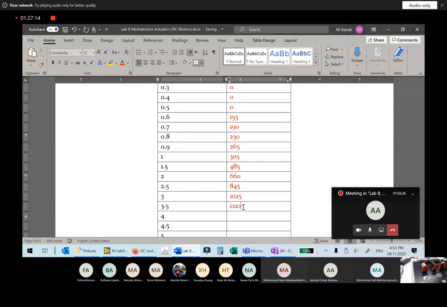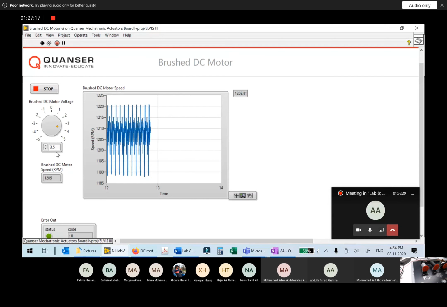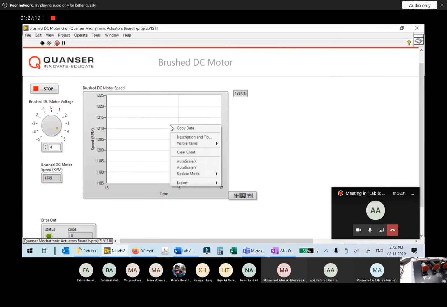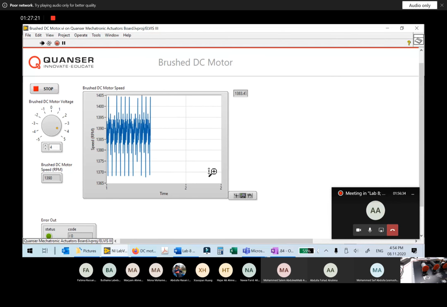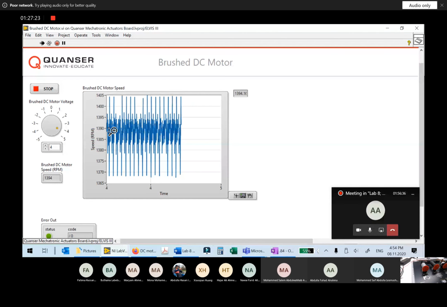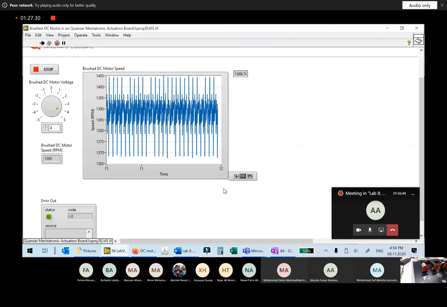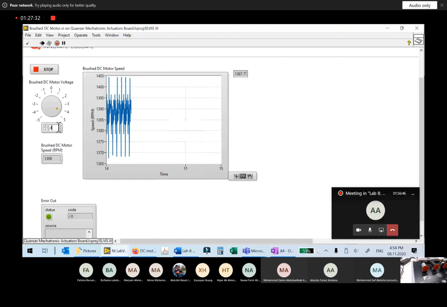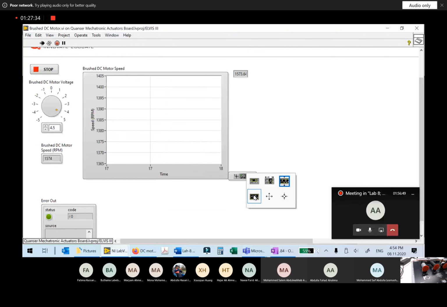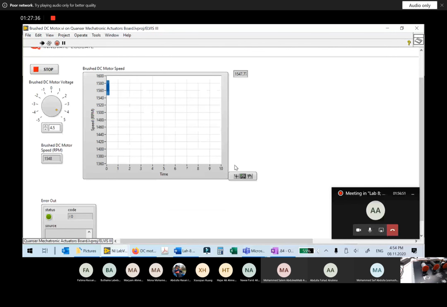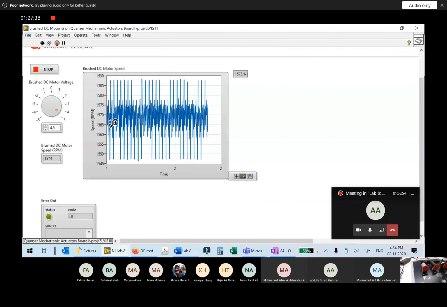1210. Yeah, 1210. 4 volts. Just clear the chart and zoom. 1390. Last two numbers, 4.5. Let's clear this here and bring this here.